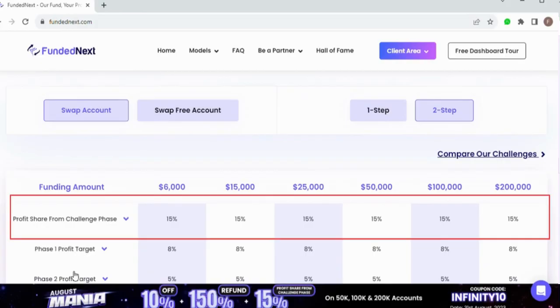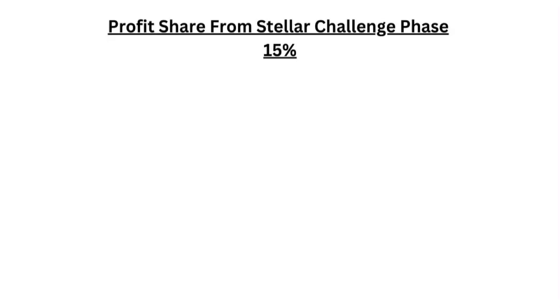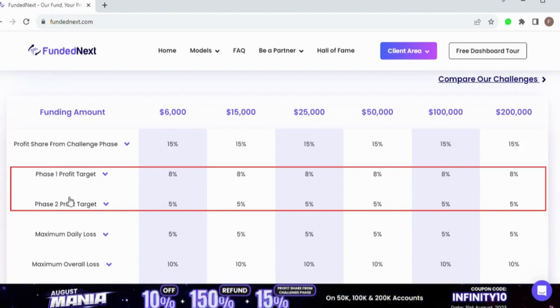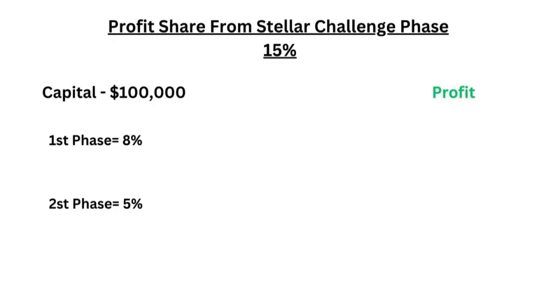The first one I'm going to be discussing is profit share from challenge phase, which is 15%. Let us go to our worksheet right now to make those calculations. We have profit share from challenge phase 15%, then capital, which is $100,000, that is what you're using. Before that, you have to consider the phase 1 profit target and the phase 2 profit target, which is 8% for phase 1 and 5% for phase 2. After this, let's make the calculation.